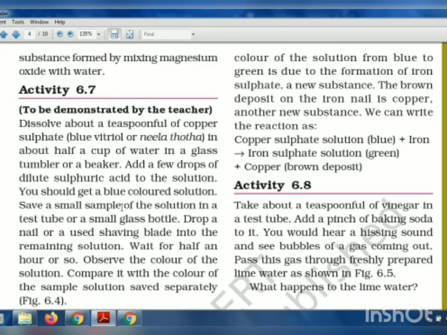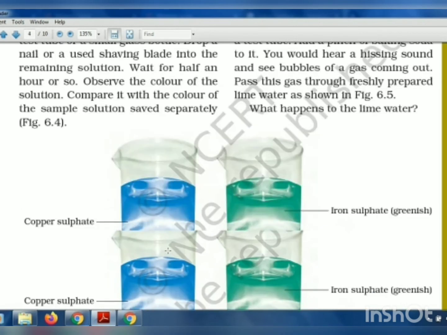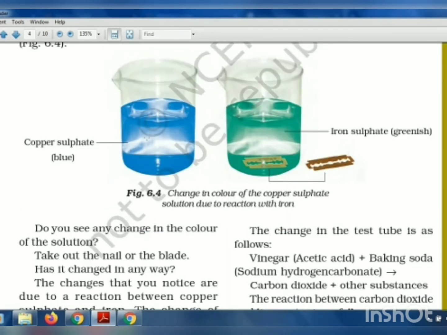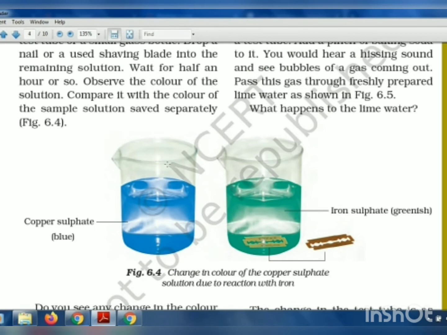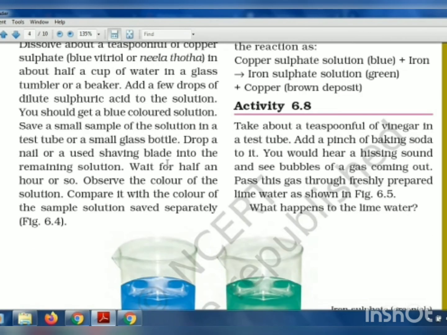We have to take copper sulfate. All these chemicals you will only find in the chemistry lab. It is not available at your home. So we have to dissolve a teaspoonful of copper sulfate in about half a cup of water in a glass. Now add a few drops of dilute sulfuric acid to the solution. You should get a blue color solution. You get such a solution when you mix copper sulfate with water and then add some sulfuric acid into it.